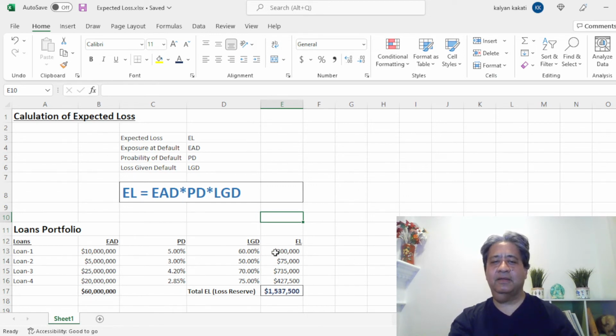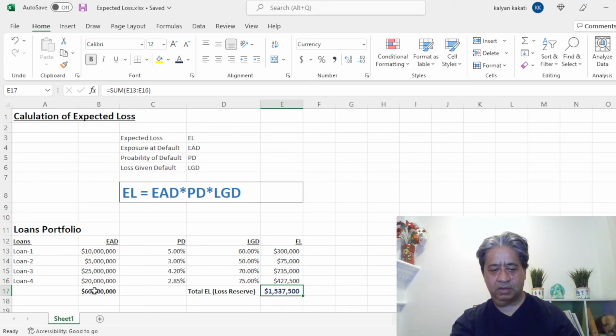So the expected loss is basically EAD multiplied by PD multiplied by LGD. Here, basically B13, C13, D13: in this cell, multiplying these three numbers will give you the expected loss. For these 4 loans, the second loan is 75,000 expected loss, the third loan 735,000 expected loss, and the other one is 425,500 expected loss. If you sum it all up, it will give you the overall expected loss.